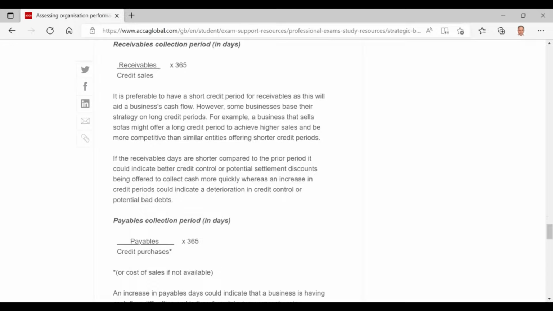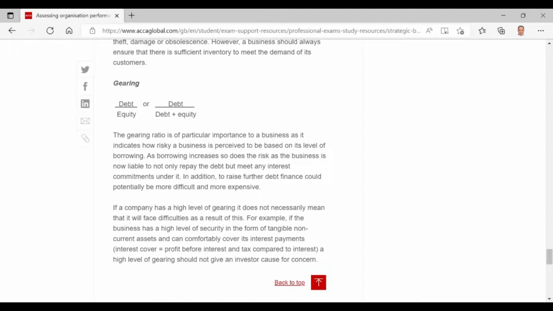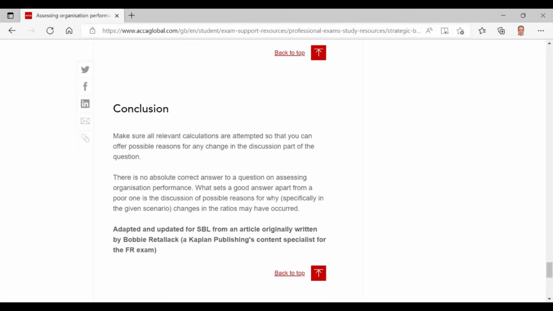Finally, the article concluded the following points. To make sure that all relevant calculations are attempted and to offer possible reasons for any change in the discussion part of the question. Ensure to provide clear discussion of possible reasons for why, specifically in the given scenario, changes in the ratios may have occurred. For more practice, you can try to read and answer the examiner question 1B of September 2020.